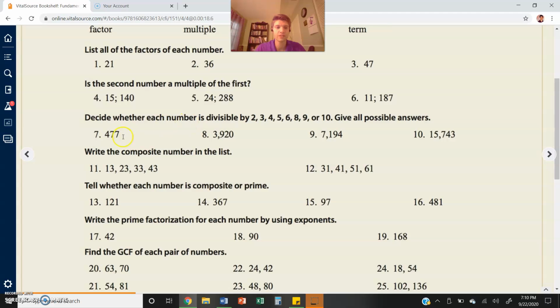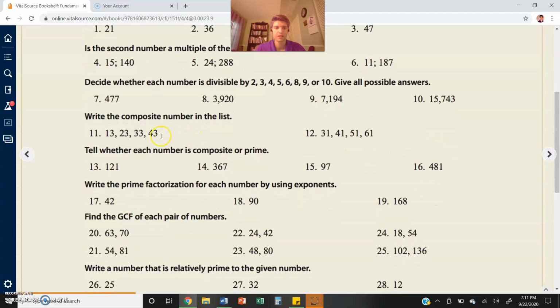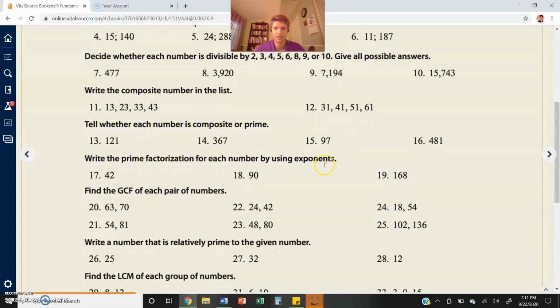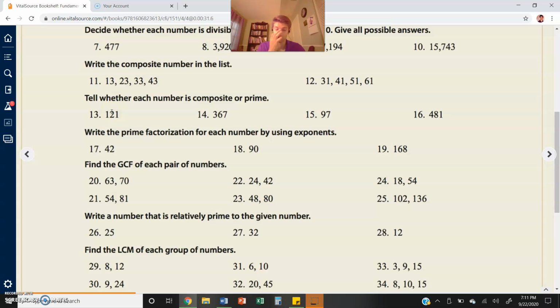Here you're going to list, well, we're doing 8 and 10. So you're going to list if this number is divisible by 2. If it is, then write 2. If it's divisible by 2 and 3, you're going to write 2, 3. If it's divisible by both or all, 2, 3, 4, and let's say 8, then you're going to write 2, 3, 4, 8. So just list whichever numbers that this number is divisible by. Same thing with number 10 as well. Number 11 and 12, I'm sorry, just 12, you're going to write which of these is composite. 13, yeah, I'm sorry, I was looking at the evens. No, you guys are doing odds.